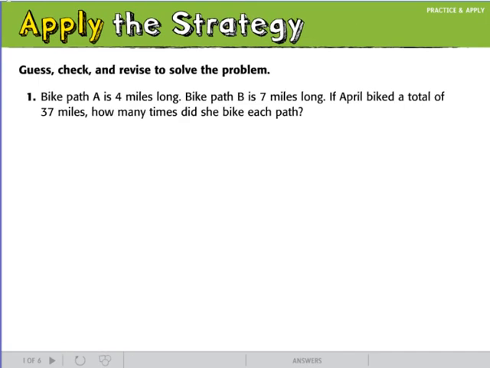All right. Now you're going to apply this strategy. So bike path A is 4 miles long. Bike path B is 7 miles long. If April biked a total of 37 miles, how many times did she bike each path?